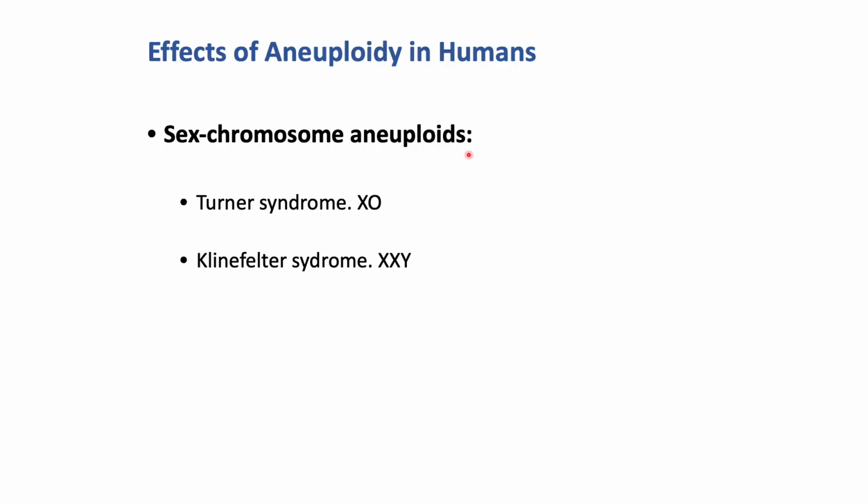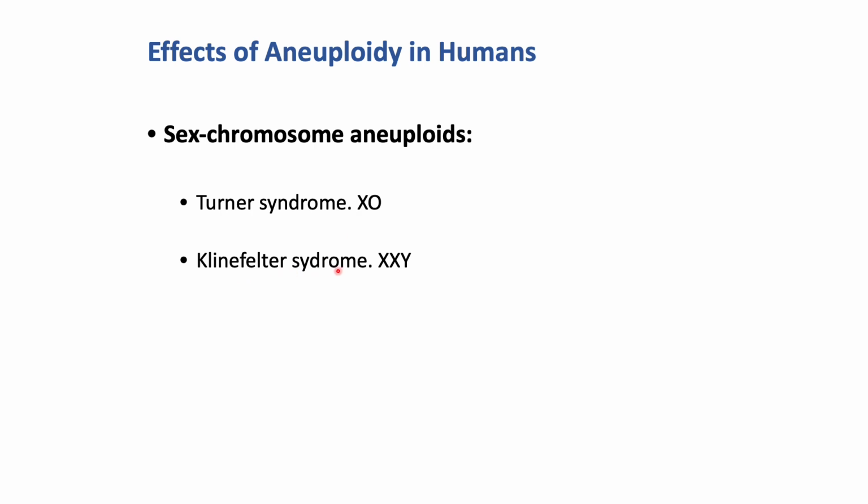So aneuploidy in humans can lead to several abnormalities. For example, in case of sex chromosome aneuploids, one example of a condition is Turner syndrome, where the female is born with only one copy of the X chromosome. So this is the loss of a single chromosome, and so it is monosomy, which is 2n minus 1.